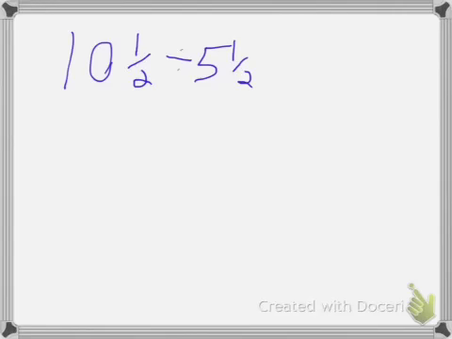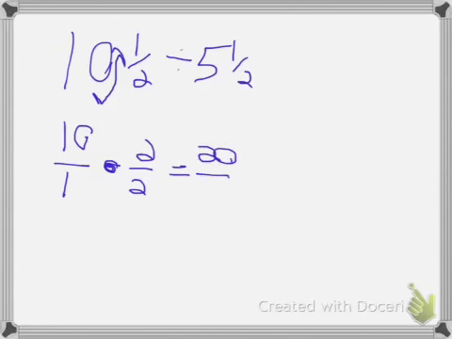So the first step to doing this will be multiplying 10 over 1, which is also equal to 10, by 2 over 2, so you can get this 10 and make it a numerator. So 10 times 2 equals 20, and 2 times 1 equals 2. But this is not the complete mixed number of 10 and 1/2. You have to add 1/2. So it would equal 21 over 2.